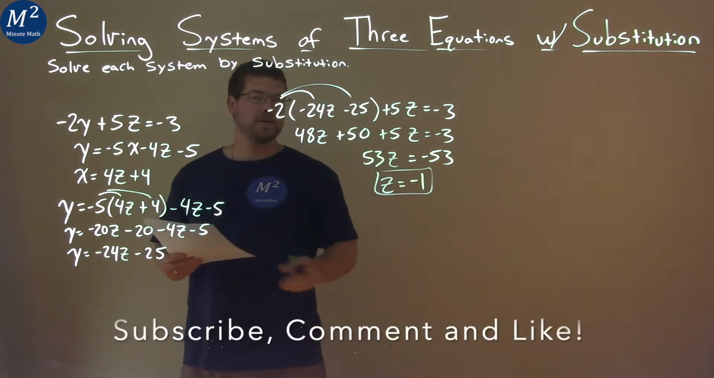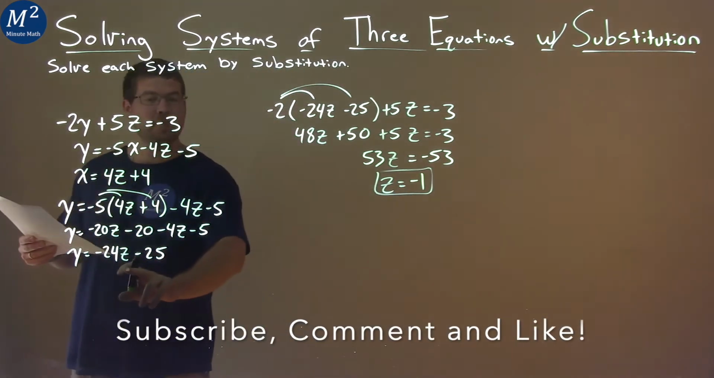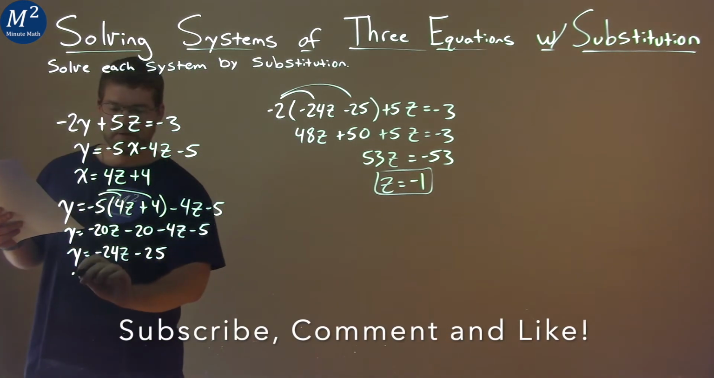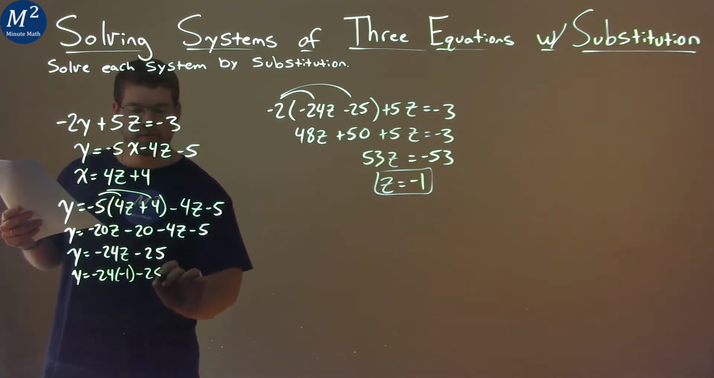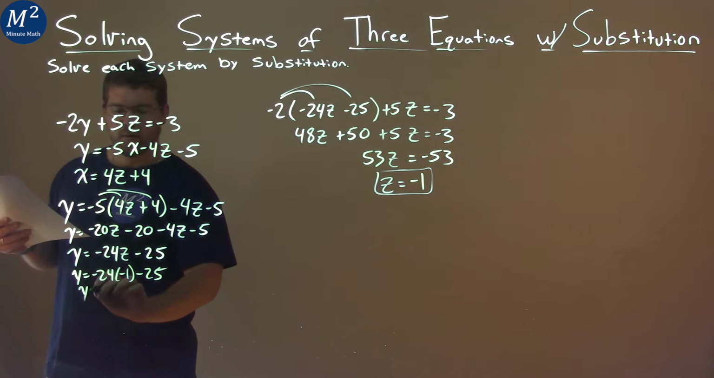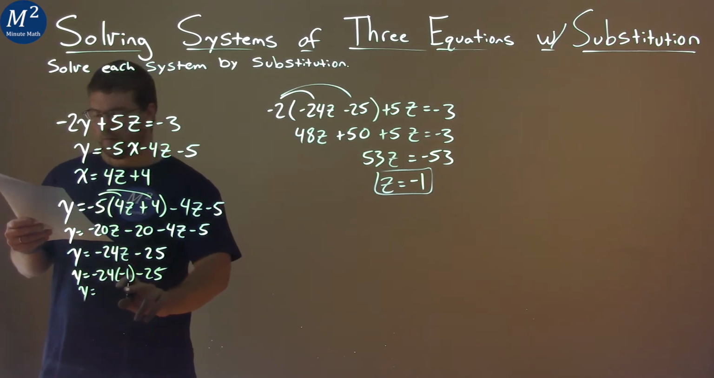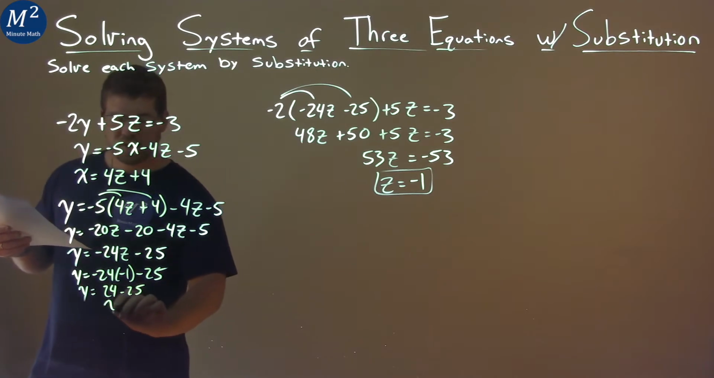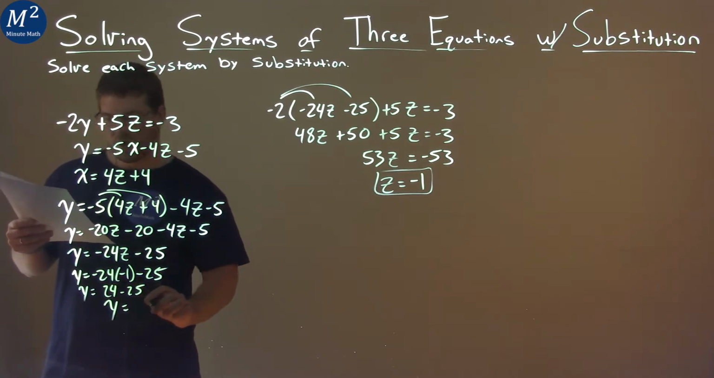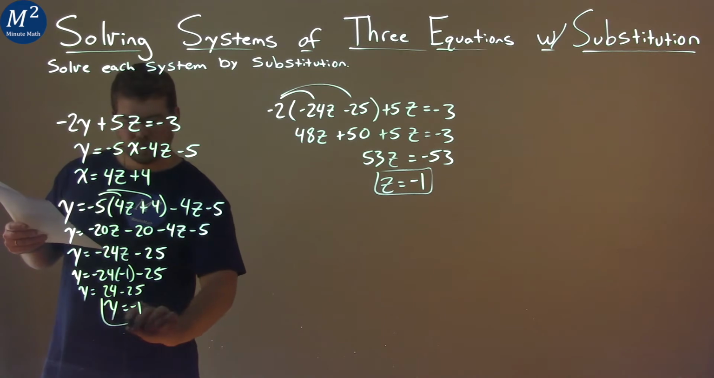So then from there, I'm going to take that negative 1, let's put it in for this z, and we can get y by itself. So y equals negative 24, put a negative 1 in for z, minus 25. Well, y equals negative 24 times negative 1 is a positive 24, minus 25, and y equals 24 minus 25, again, is a negative 1. Two negative 1s here.